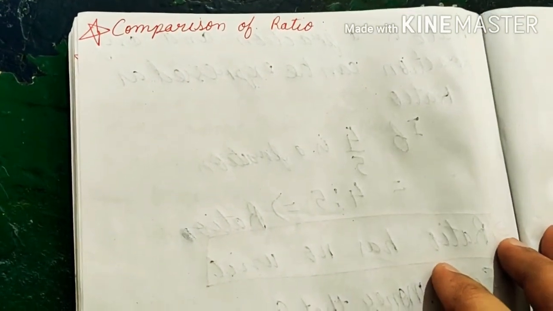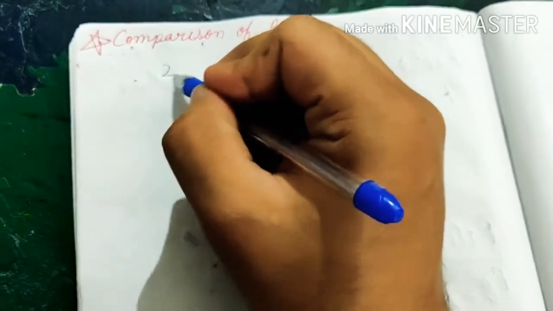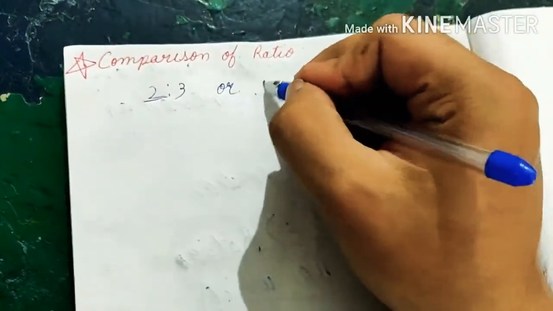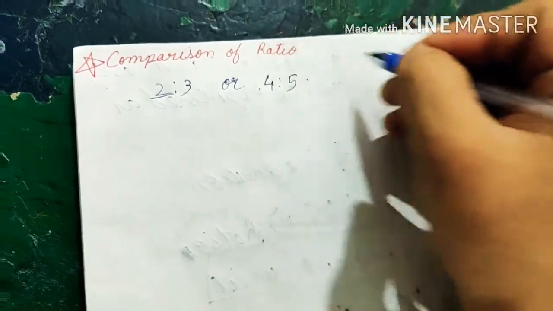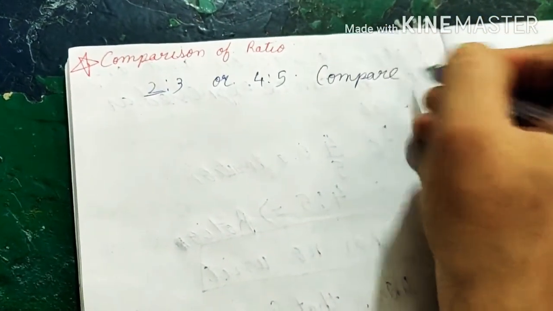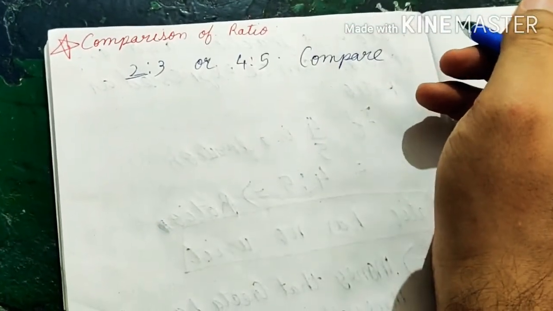Next topic here is comparison of ratios. It means we have to compare two ratios. Like you are given two ratios, say 2:3 or 4:5, and we have to compare them. Compare means tell which is greater and which is lesser.